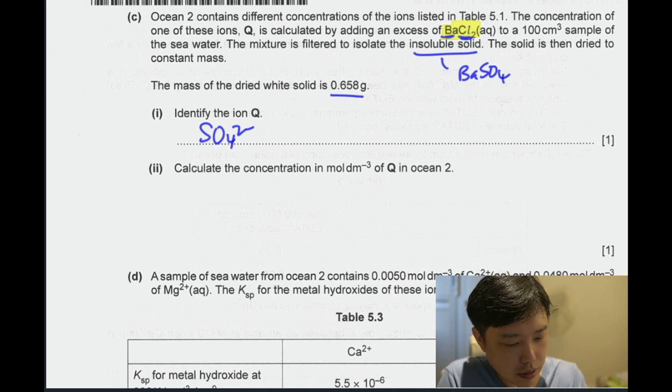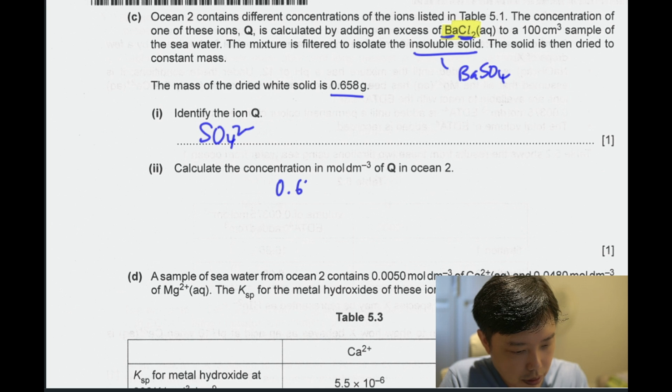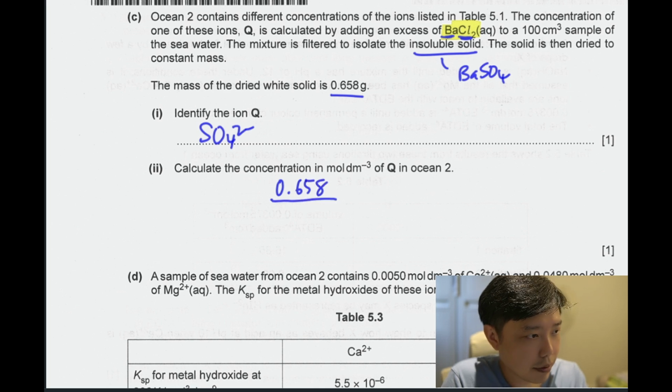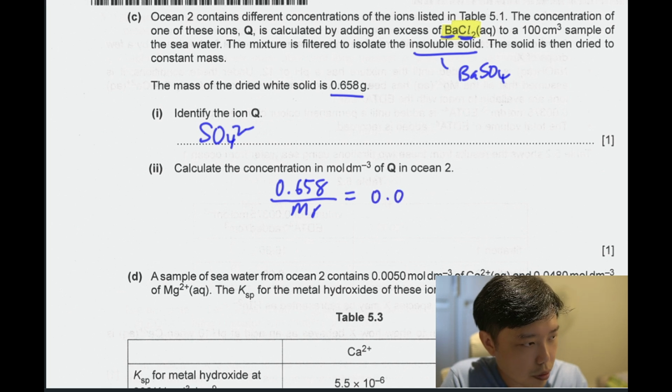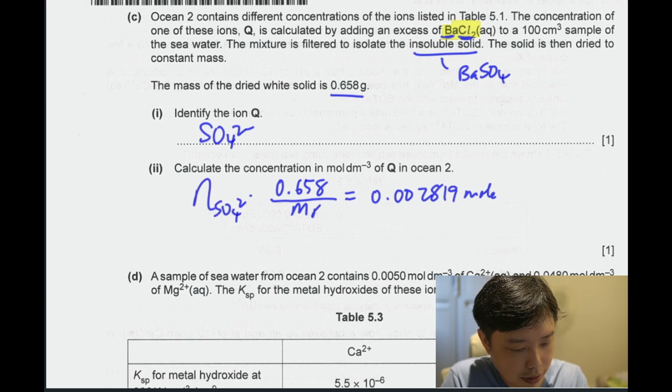So you just take the mass, 0.658, divide by the MR. Just take it, divide by the MR. That should give you about 0.002819 moles. Okay, so this is the number of moles of sulfate ions.